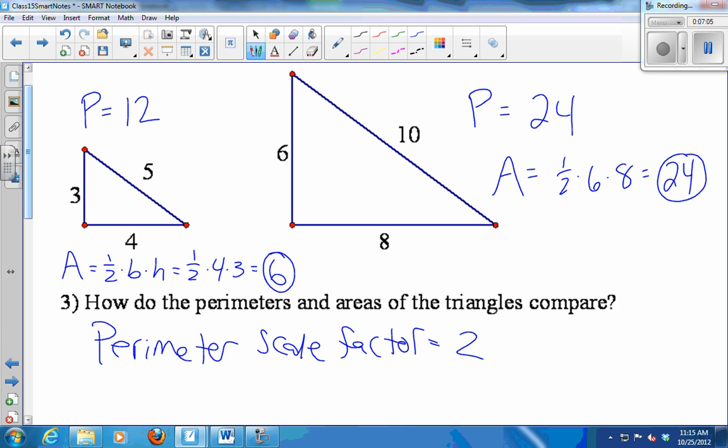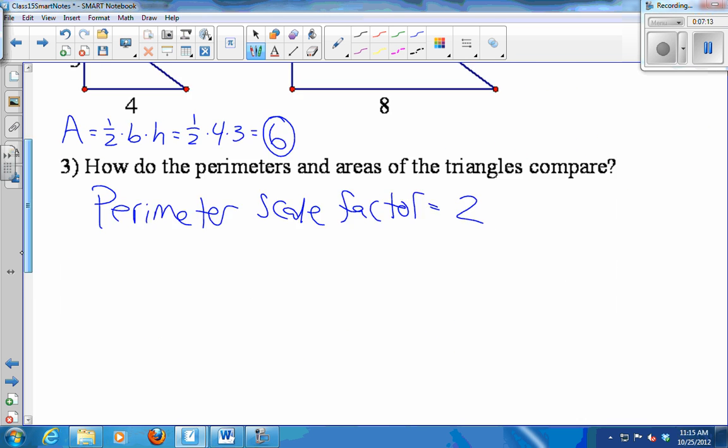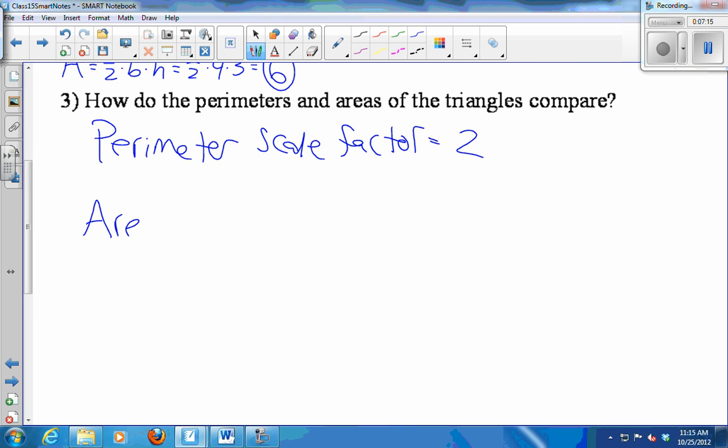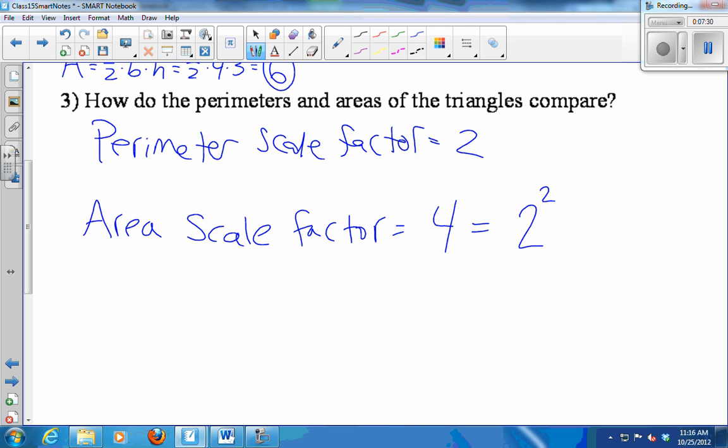So my area went from 6 to 24, so it increased by what factor? 4. I multiplied by 4. So my area scale factor is different than my length and perimeter scale factor. In fact, it is the perimeter and length scale factor squared. And that will always be the case.